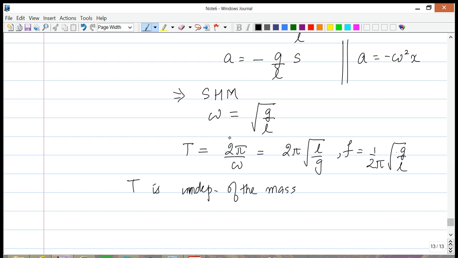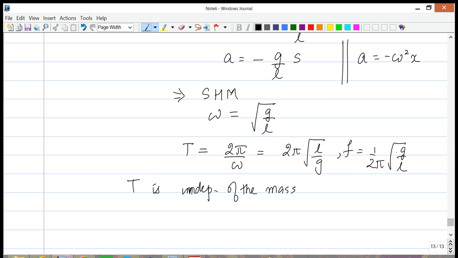It's not going to be affected. It is going to be affected by the length of the string, and it is also going to be affected by the acceleration due to gravity. So if you were to repeat the experiment on, say, the moon, with the same length of the string, then the acceleration due to gravity will be different. Similarly, the frequency will change. The lower the acceleration due to gravity, the longer the time period. The higher the acceleration due to gravity, the shorter the time period, and hence the frequency will be higher the higher the acceleration, and lower the lower the acceleration.